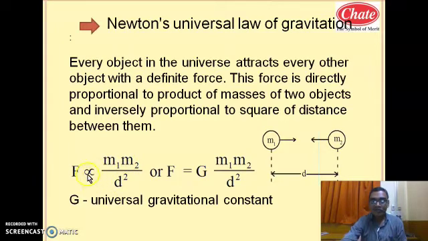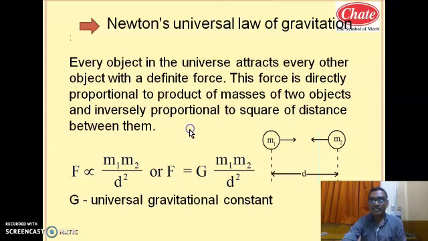To write this equation from proportionality into equality, we have to take some constant. Here the constant is taken as G, and this G is called the universal gravitational constant. This constant has a value 6.67 into 10 raised to minus 11 Newton meter square per kg square. This is one very important question for the 10th board exam, Newton's universal law of gravitation. Students, you must learn this statement, this diagram, these equations, and that G is known as the universal gravitational constant.